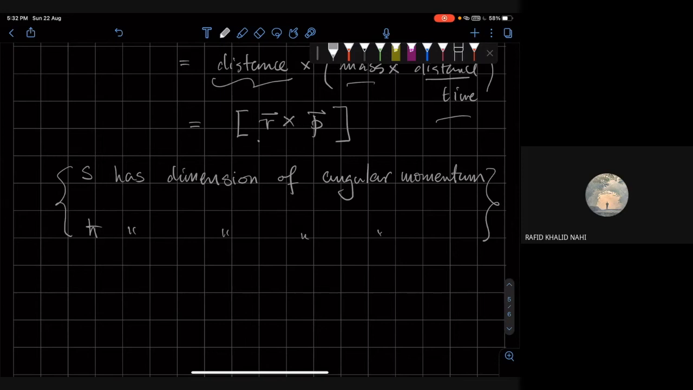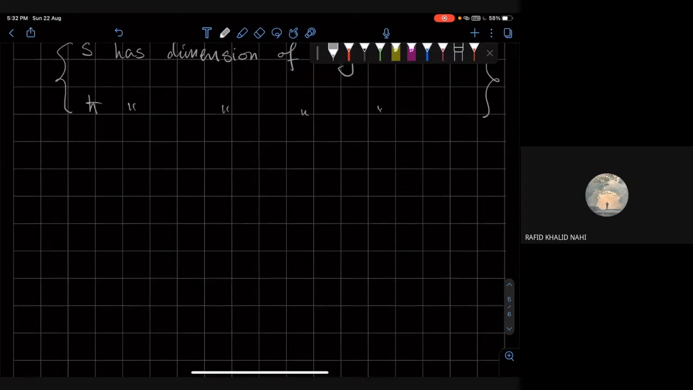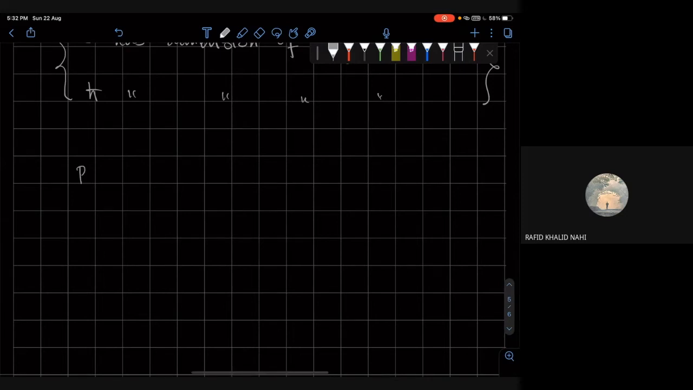Okay, so we have all the definitions necessary. Now we can formulate the principle of least action, okay? But before we do that, any questions? No, sir.